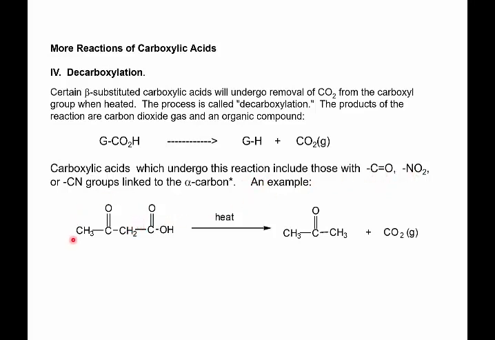Here we have a ketone carbonyl group attached to the alpha carbon. If you take this and heat it, we're talking about probably 180, 200 degrees Celsius, it will break off carbon dioxide, and this ketone is the byproduct. All right. Now, how do these activating groups work?